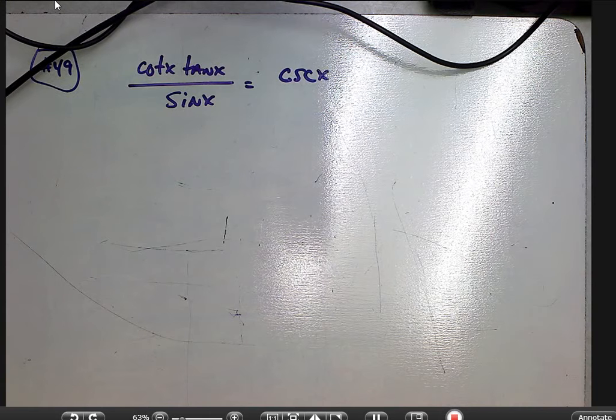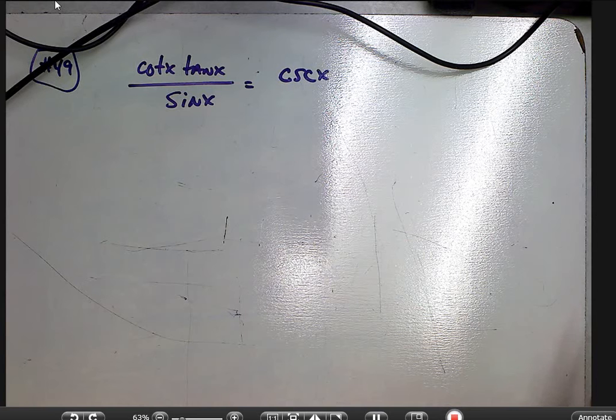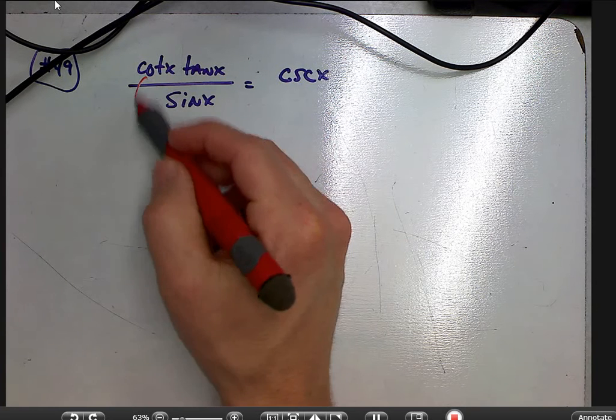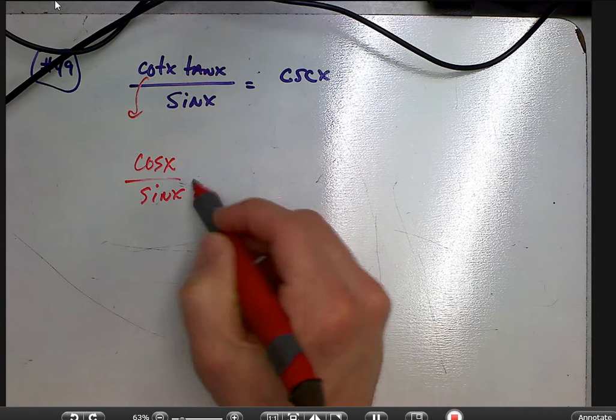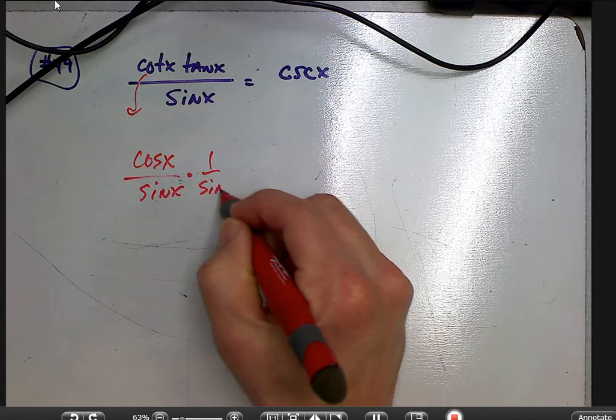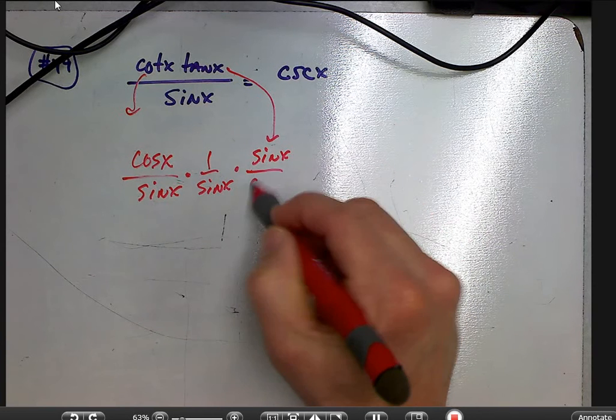Alright, now that we're back, the first thing I did on this one was to realize I want to try to take the left and make it equal to cosecant of x. So I changed the cotangent into cosine x over sine x. Sine x is still on the bottom. And I made tangent equal to sine x over cosine x.